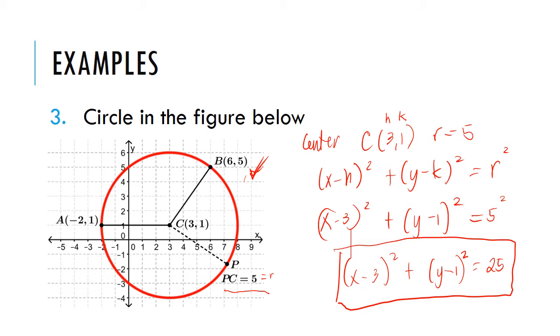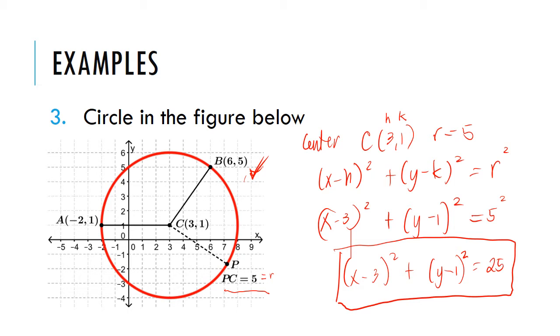Question? Where did you get the negative 2, 1 and 6, 5? A and B? Actually, these are just nuisance points because it is already given that there is a point P in the circle and that the distance of that point from the center is 5, which is basically the radius. So you don't actually need A and B, but you can check if you want to make sure that the radius is actually 5.